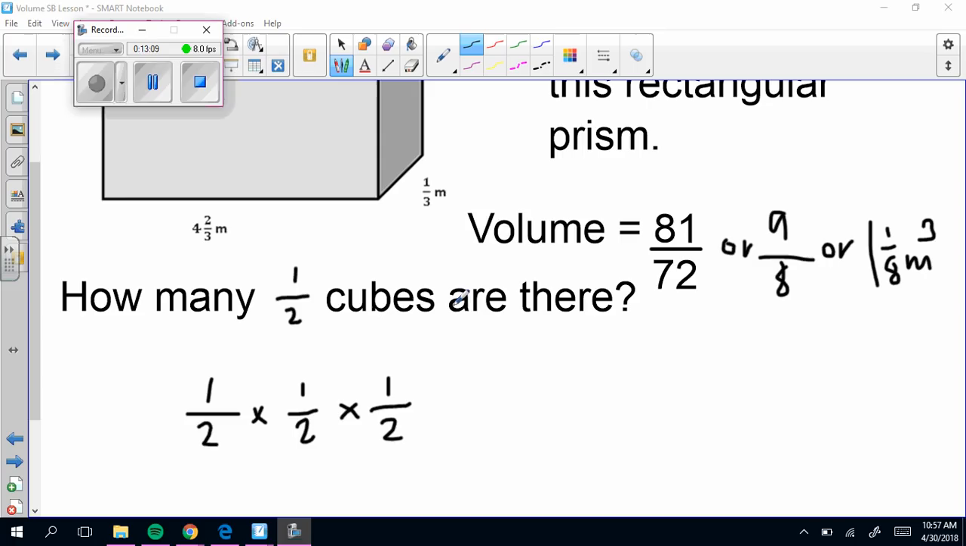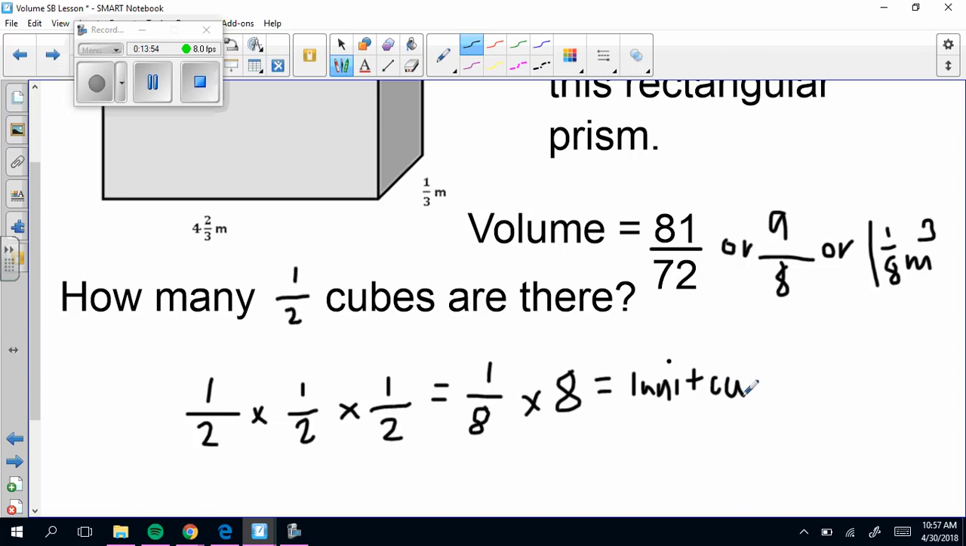We know for a cube, all sides are equal. So for a cube, remember length times width times height, it's going to be 1/2 times 1/2 times 1/2, which will give us a volume of 1/8. Now, remember, I'm trying to find how many 1/2 cubes are in this volume. So I want to get the unit cube first. So I'm going to multiply this by 8. And then I'm going to get 1 unit cube. So go ahead and write that down. Now, it took me 8 1/2 blocks to get 1 unit cube.